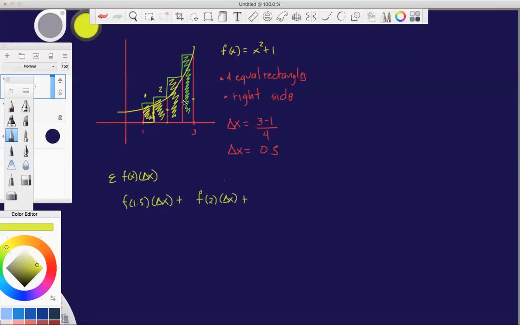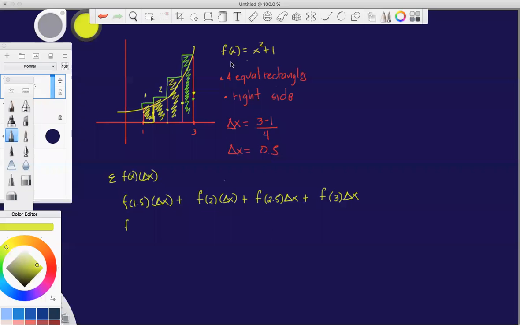plus, okay, this will be our next part. So 2 plus 0.5, that will give us f of 2.5. 2.5. Very good. Delta x plus, we now have this side of our last rectangle. So that would be f of 3. 3. Very good. Delta x.